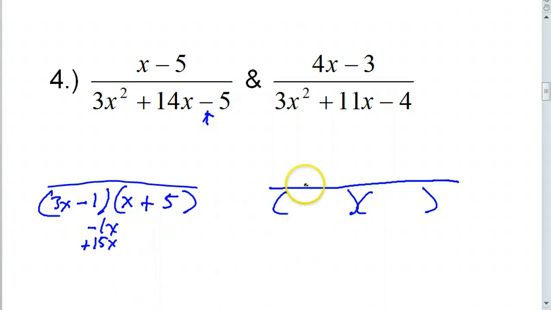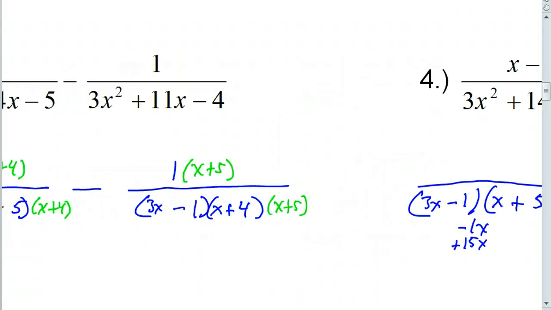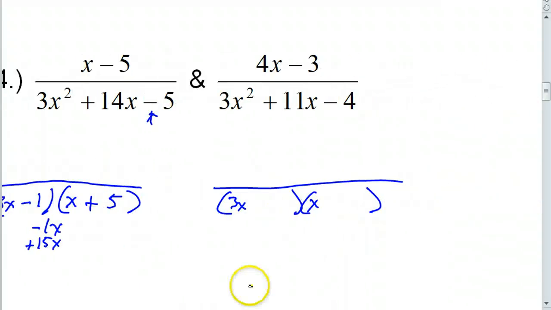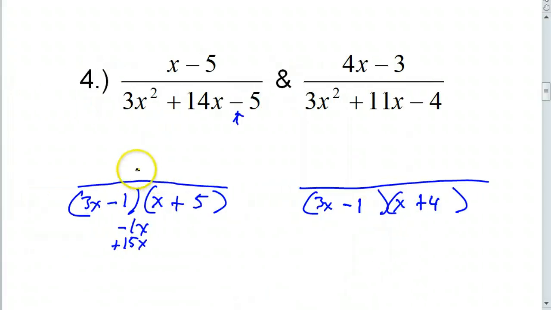Okay, now looking at the other one, 3x squared, again, it's 3x and x. I'm looking at the 4. Is this like the same problem we had before? Yeah, the only difference is the top. I'm like, this is looking really familiar. It's the same thing. So it was 3x minus 1 times x plus 4. Okay. Let's just copy.